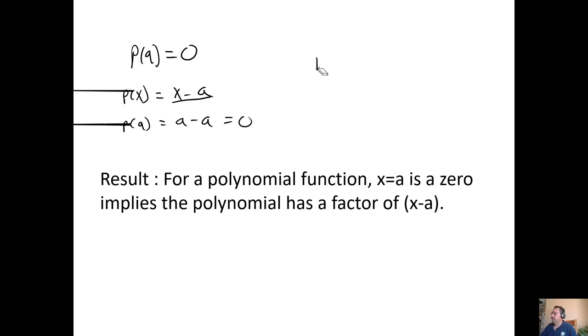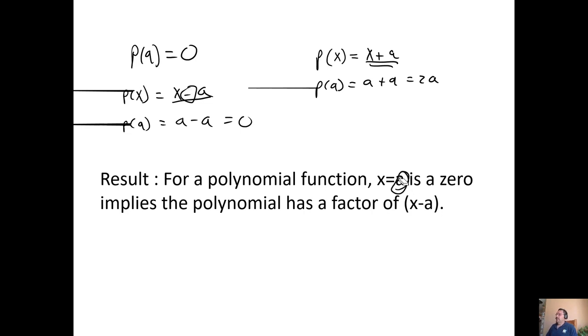It's very common for people to think, just intuitively, that if a is a 0, then x plus a is a factor. So if p of x is x plus a, then p of a would be a plus a, which is 2a, which is not necessarily 0. So that doesn't work. It's not a plus. It's a minus. Whatever number it is that makes it 0, x minus that number is a factor. Okay, so let's move on.